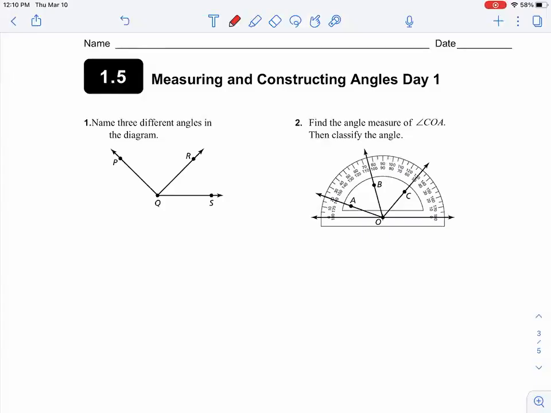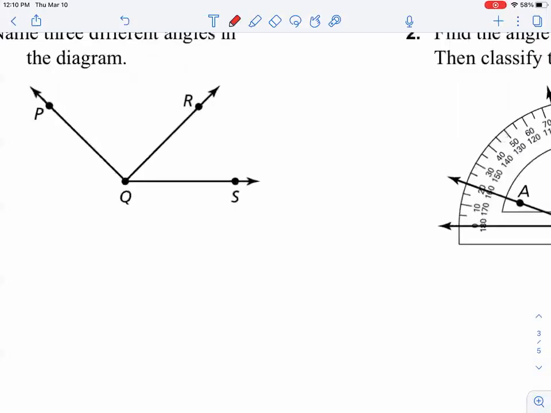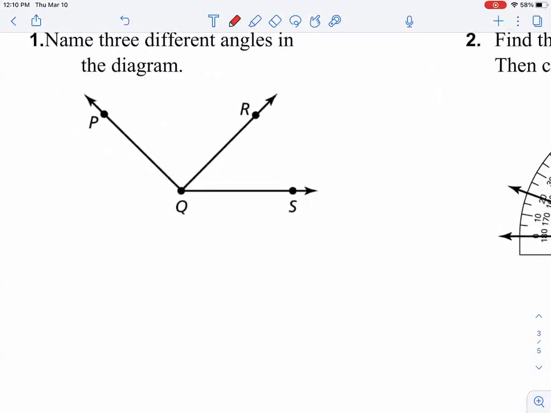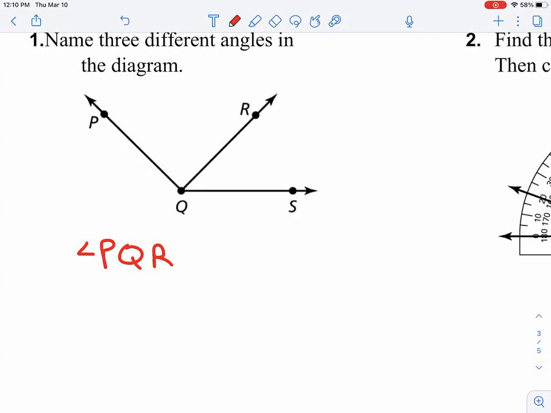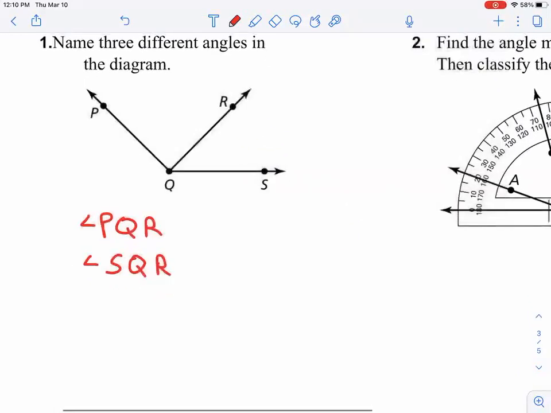All right, let's go over these. For problem number 1, name 3 different angles in the diagram. If I wanted to name this angle in here, this opening, I would call that angle PQR. Again, PQR is this opening right here. If I wanted to name this opening, I could call that angle SQR. That would be this opening here. And again, you could change the order.